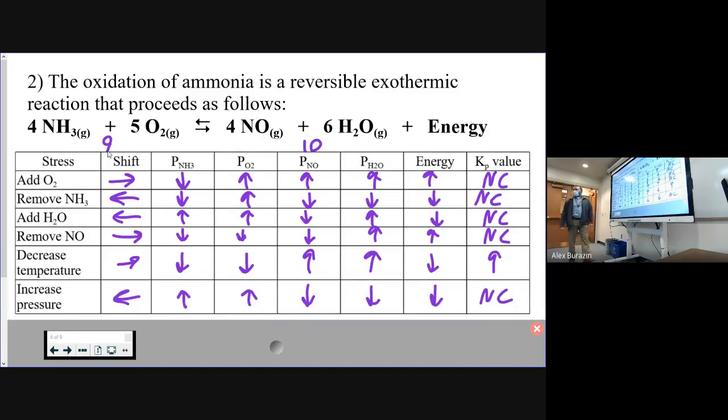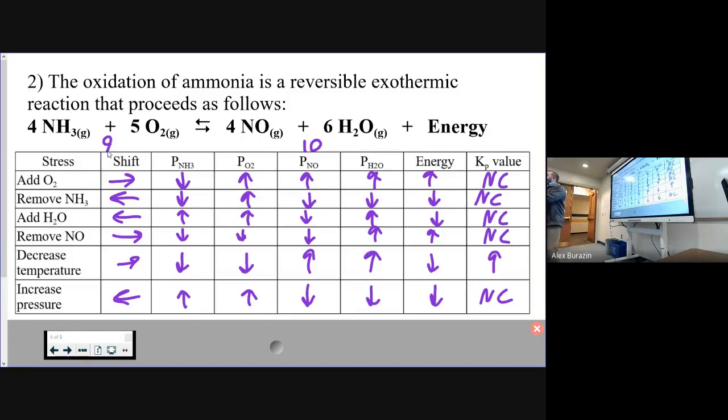Pressure is all about gas. In this one, I have 9 moles of gas on the reactant side. I have 10 moles of gas on the product side. So I am increasing pressure, which basically means I'm decreasing volume, right? I'm like squeezing this reaction chamber down.